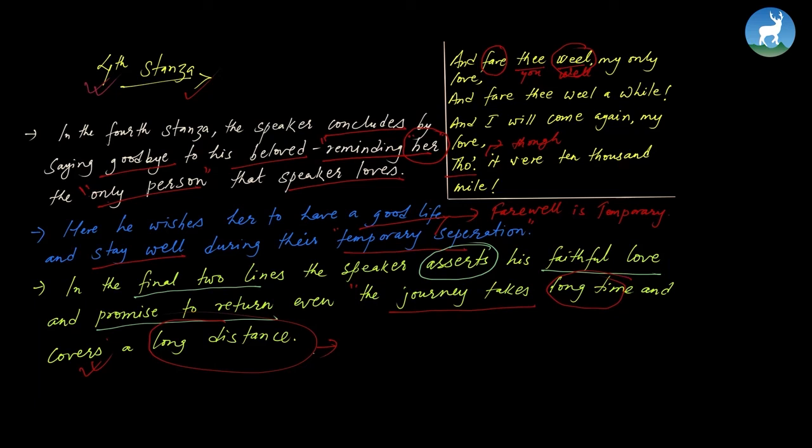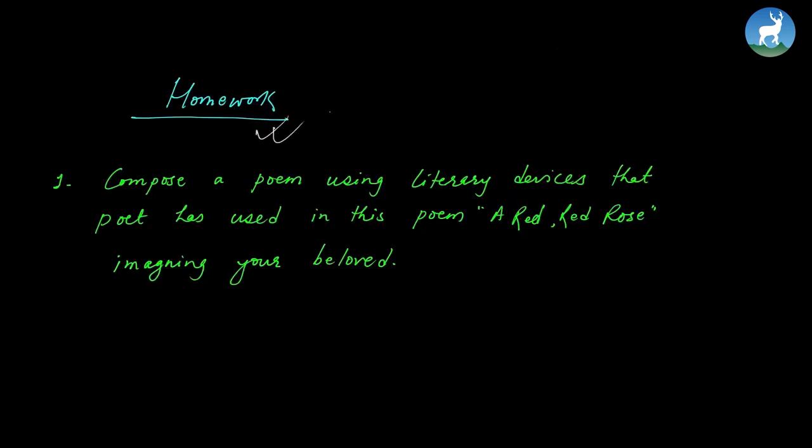So this is the end of the poem, A Red, Red Rose. This is homework for today. Compose a poem using literary devices. You can use any literary devices. At least try those that the poet has used in this poem, A Red, Red Rose, imagining your beloved.